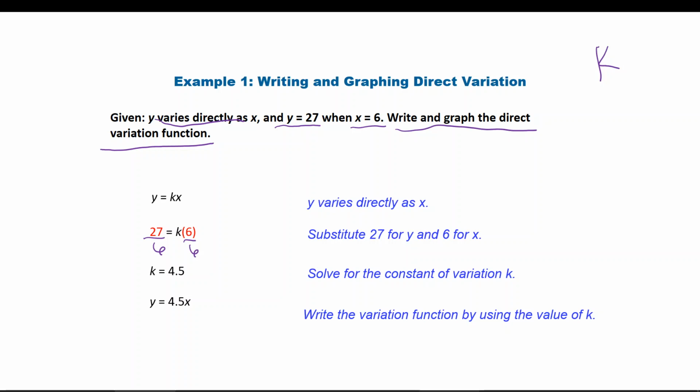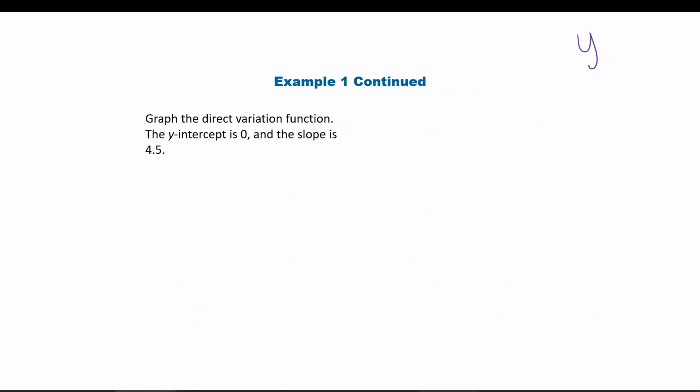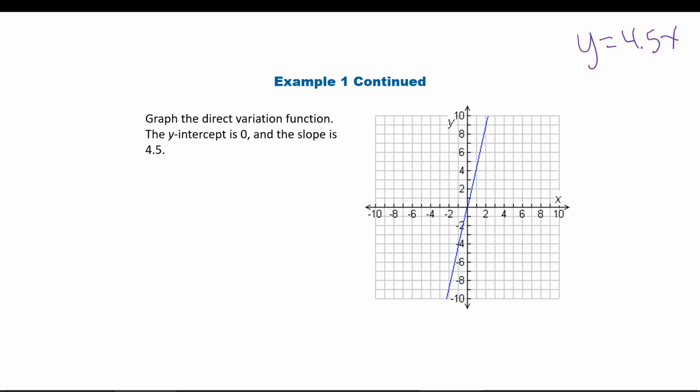On the next slide, we're going to actually graph that. Remember our equation was y equals 4.5x. When we graph this, we can see that our y-intercept is 0, at the point 0, 0. So when x is 0, y is 0. And our slope right here is 4.5 over 1, basically. So it's rise 4.5, run 1. There's our first point, and then so on. Rise 4.5, run 1.